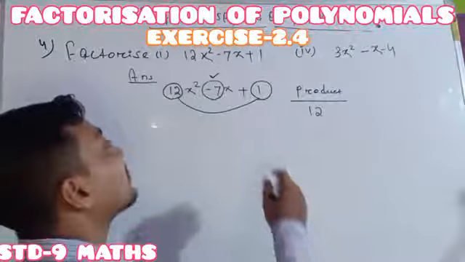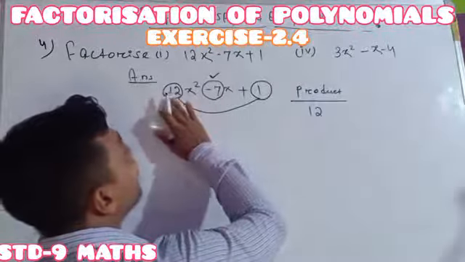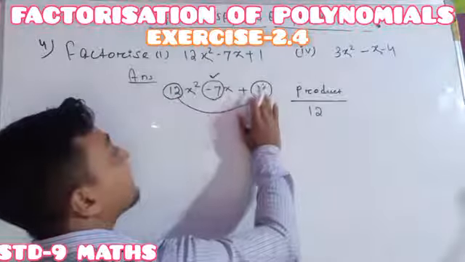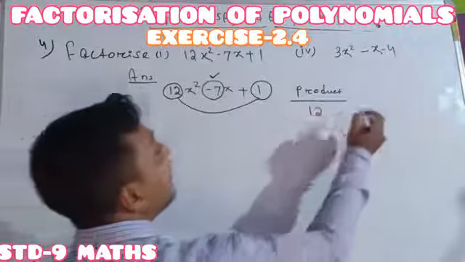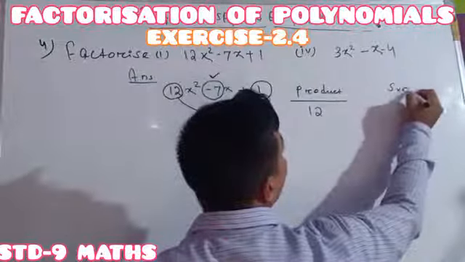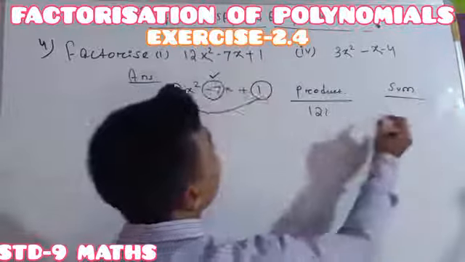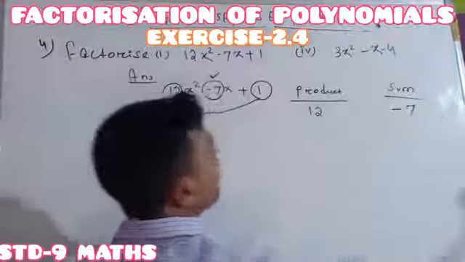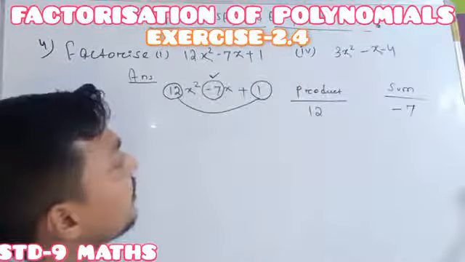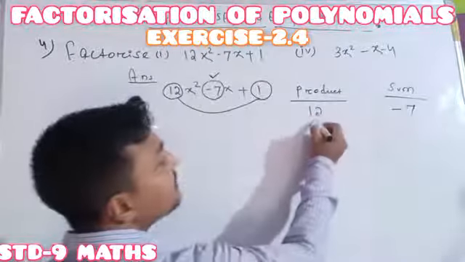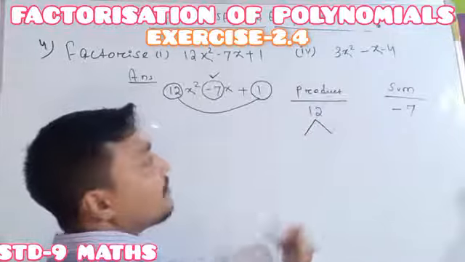So the product of the coefficient of the first term and the last constant term is 12, but our sum should be minus 7. See, the sum should be minus 7, and the product of the two numbers is 12.